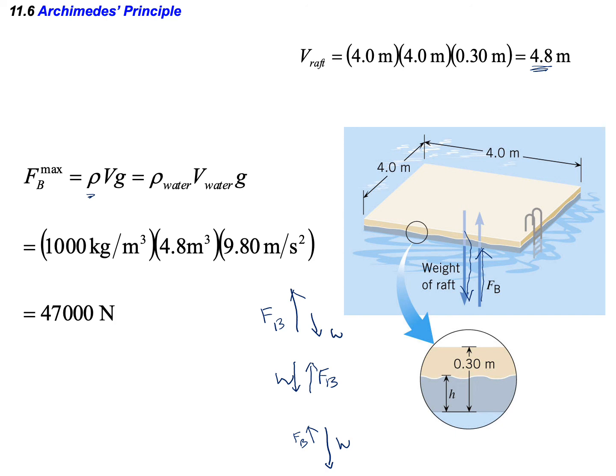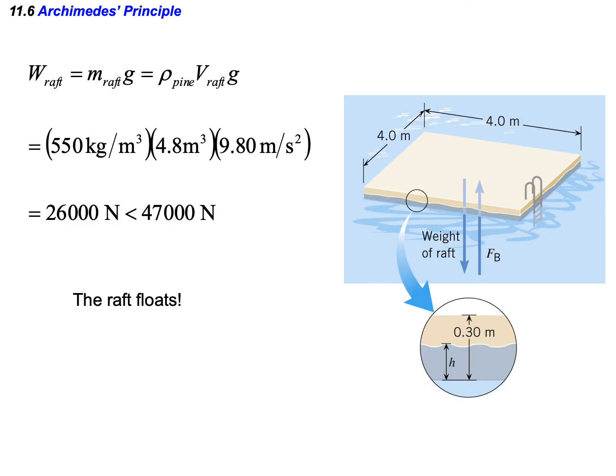So density of water is 1000, we know that, and we calculate the volume over here, which is 4.8 cubic meters, and g is 9.8. So buoyancy force is 47,000 Newton. The weight of the raft is mass of the raft times gravity. If the mass is not given, we can calculate it because we know density is mass over volume. We already know the volume of the raft, so mass of the raft is density times volume.